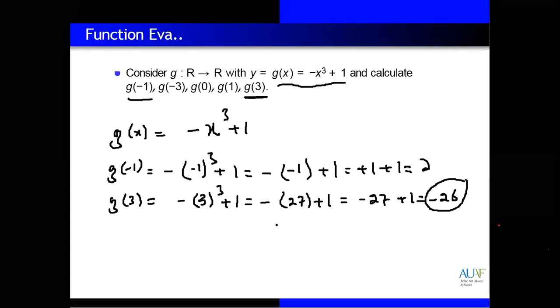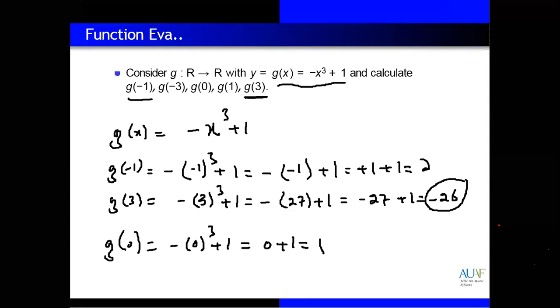Same, we can find g of 0. Replacing x with 0, we have minus 0 cube plus 1. This means 0 cube is 0, plus 1, so equal to 1. This is called evaluation. You are finding a function at a given point, at a particular point, like x is 1, x is 2, x is 3. That is evaluation of a function.